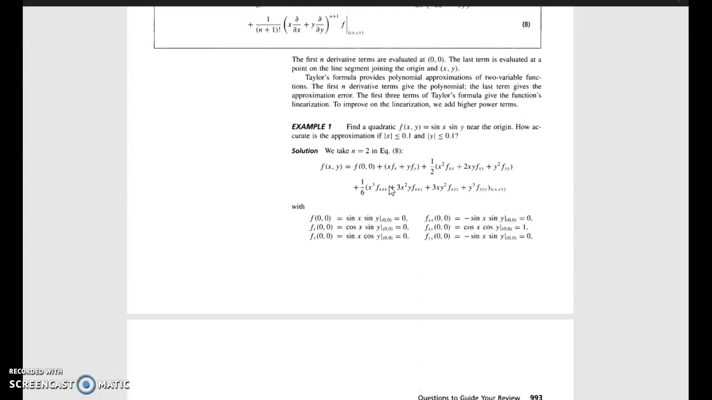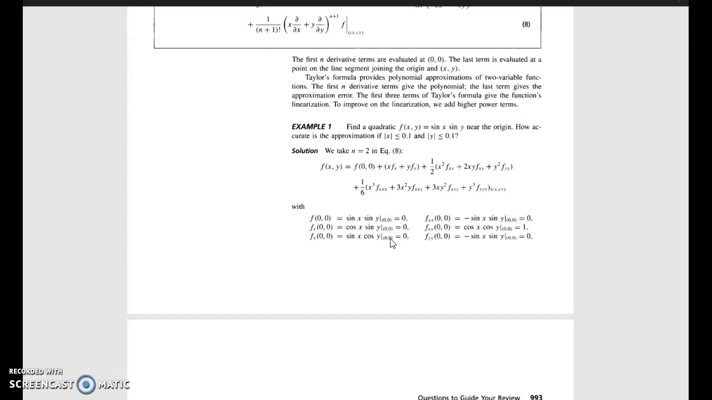And what will be f of (0, 0)? That is 0. fx is cos x sin y, which at the point (0, 0) is 0. fy at the point (0, 0) is 0; this is sin x into the derivative of sin y, that is cos y, so sin x cos y is fy, which at (0, 0) equals 0. Next, fxx means the derivative of fx with respect to x, that is the derivative of cos x sin y, giving minus sin x sin y. At the point (0, 0), this equals 0.